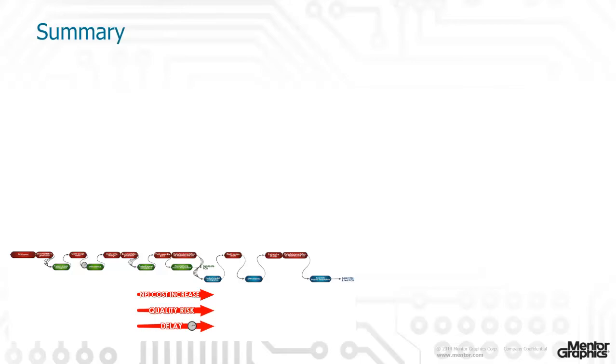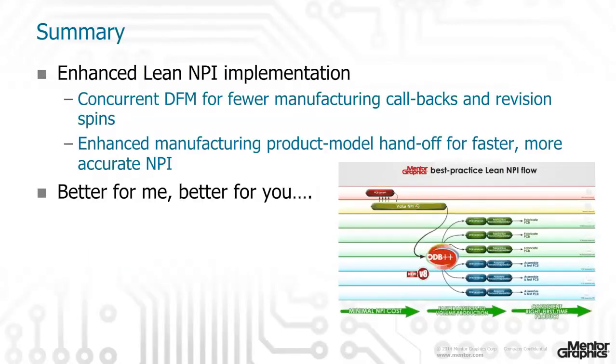Today we have shown how, in contrast to the traditional NPI flow that is characterized by cost increases, quality risks and delays, a far better Lean NPI flow is available based on proven Valor technologies. The Lean NPI flow starts with maximizing the benefit of left-shifting DFM onto the designer's desktop, running concurrently with all well-known PCB layout tools, enabling the designer to minimize manufacturing-related revision spins at source, but without having to be a manufacturing expert.